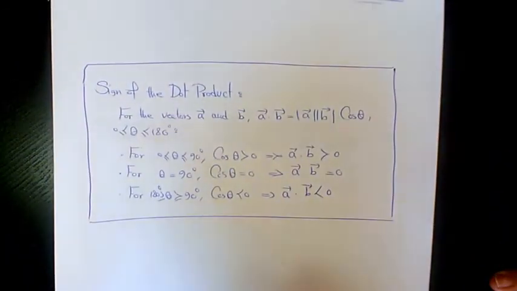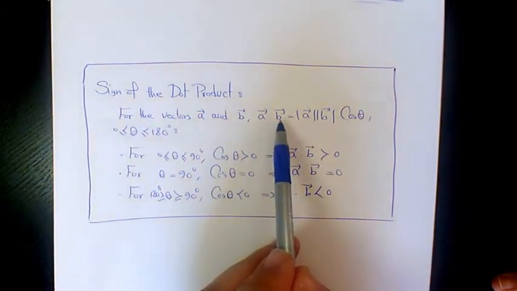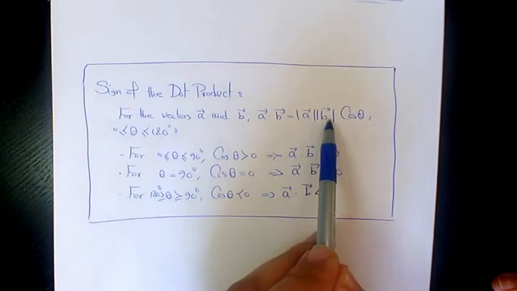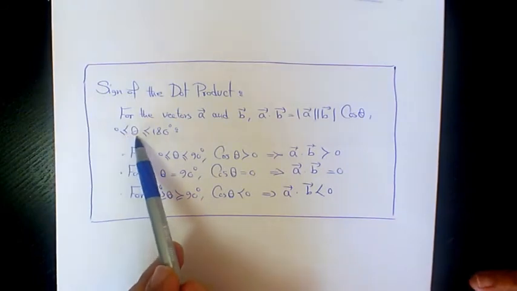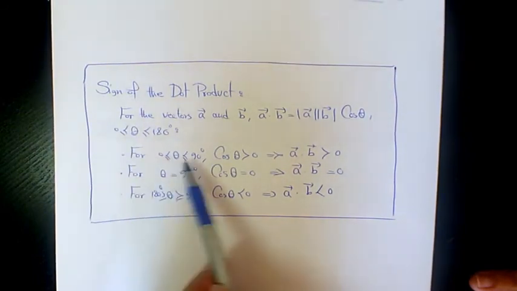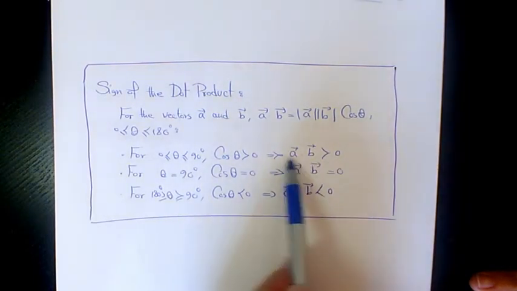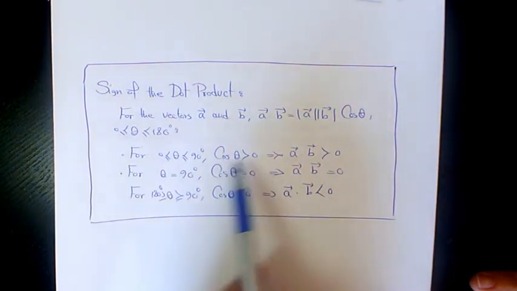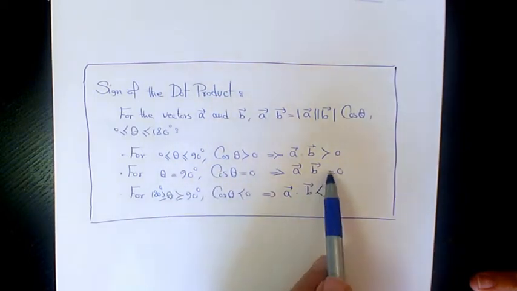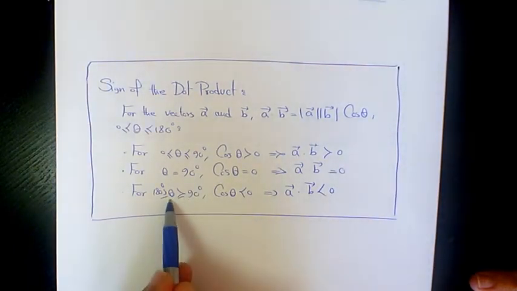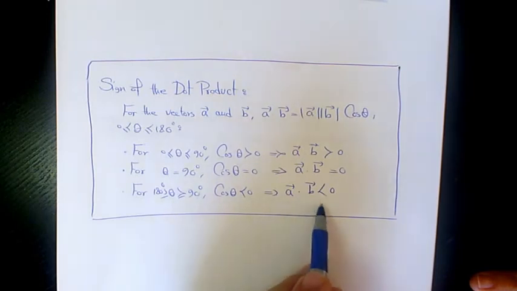Next, the sign of the dot product. For the vectors a and b, the dot product a dot b equals the magnitude of a times the magnitude of b times cosine theta, and theta is between 0 and 180. As we had before, when theta is between 0 and 90, the dot product is going to be positive, because cosine theta is positive. If theta is 90, perpendicular vectors, cosine theta is 0, so the dot product is 0. If theta is between 90 and 180, cosine theta is negative, so the dot product is going to be negative.